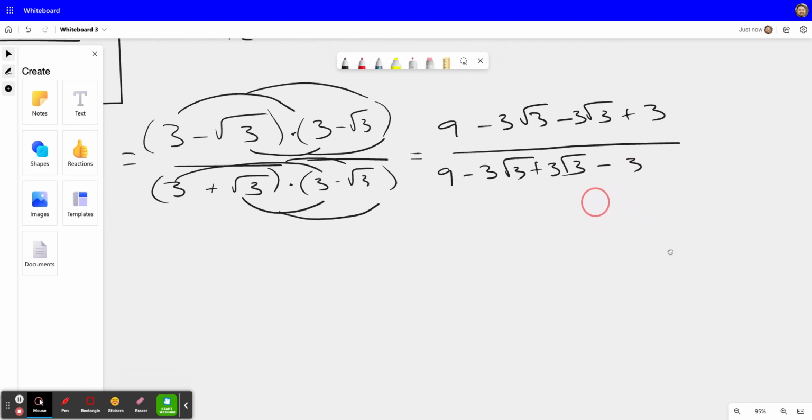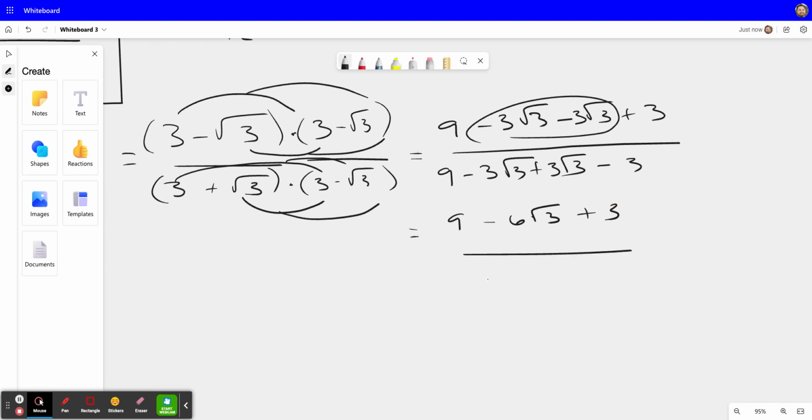After that, we're going to simplify, and that is going to give us a combined total of 9 minus 6 root 3 plus 3. The bottom is going to give us a 9, and then this cancels out, minus 3. Simplifying that even further, we're going to have 9 plus 3 is going to give us 12 minus 6 root 3, and then the bottom is just going to give us 6.